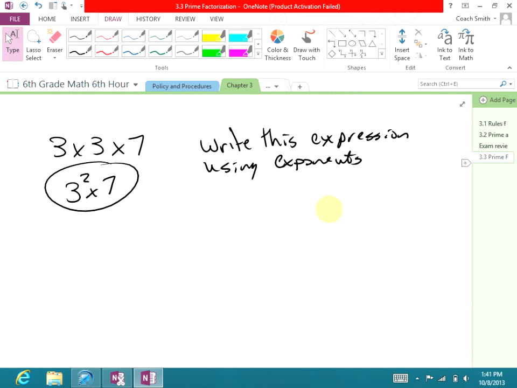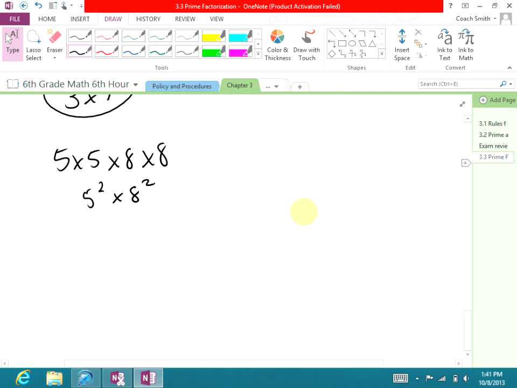Let's do another one. 5 times 5 times 8 times 8. Lily Gonzalez. 5 to the 2nd power times 8 to the 2nd power. Yes. 5 to the 2nd power times 8 to the 2nd power.